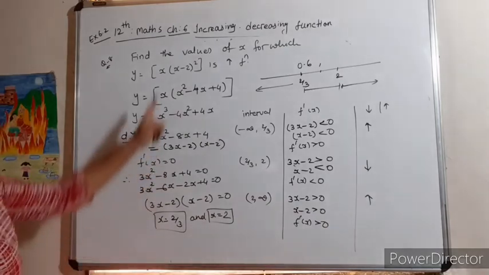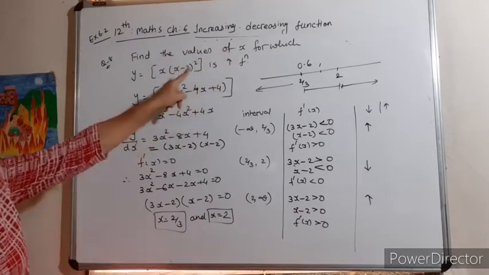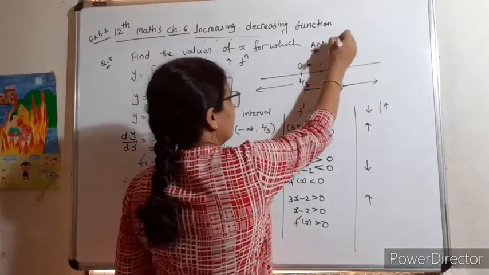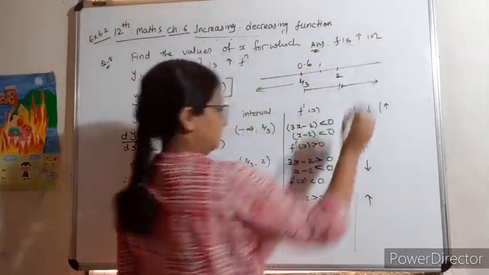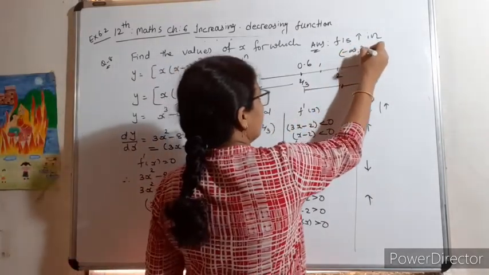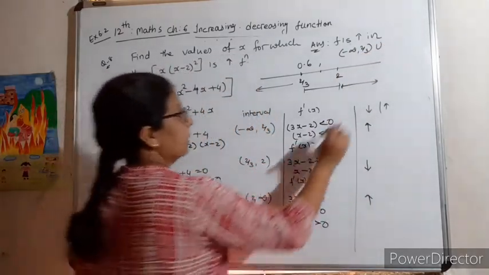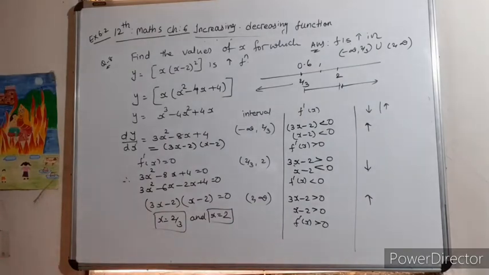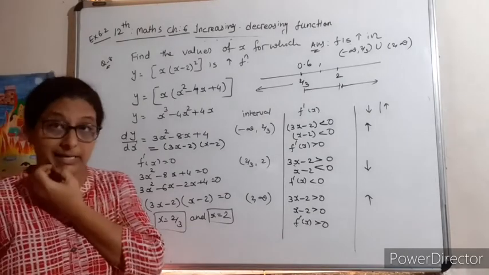Increasing. What is the question? Find the values of x for which this is an increasing function. So we can write the answer here. f is increasing here and here. So it is minus infinity to 2 by 3 union 2 to infinity. That is our final answer. You understand that? So this is our question number 8.